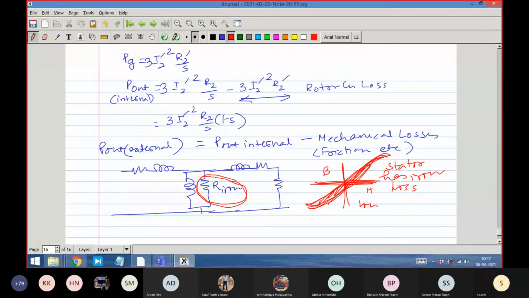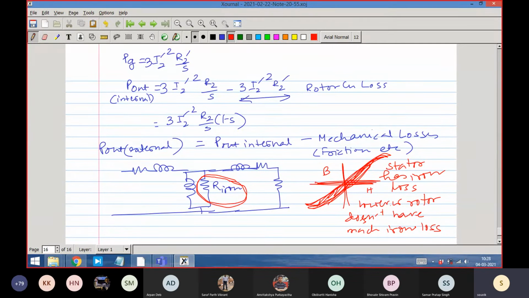However, the rotor doesn't have much iron loss. The reason is the same: the rotor speed is almost equal to the speed of the synchronously rotating magnetic field. So with respect to the rotor, the magnetic field is rotating very, very slowly, right?